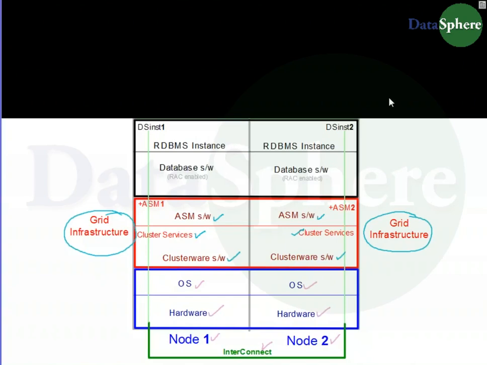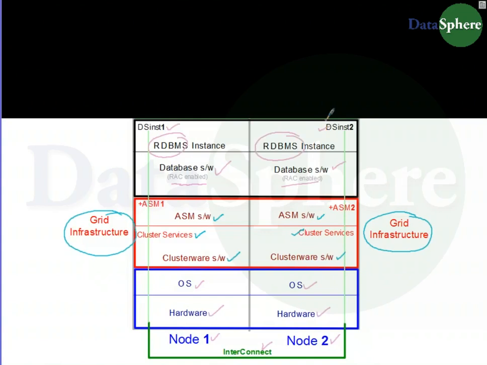After installing the grid infrastructure software and creating the services, we're going to install the Oracle database software. When we install the Oracle database software, we get database software which is RAC enabled. Then on top of this, we're going to build the RDBMS instance, which will have a different name for each one of them. It should be there in each server.